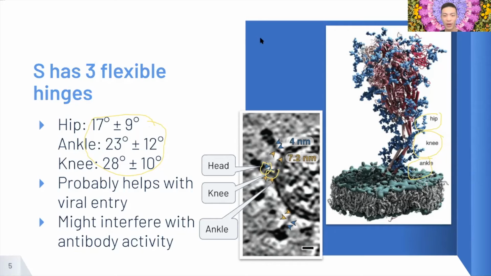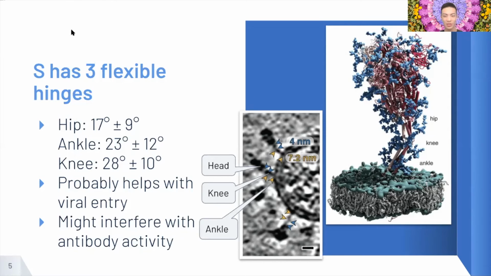And the really cool thing about these flexible hinges is that they're unprecedented. No other protein like S has these kinds of features. Other viruses do have what are known as viral fusion proteins, basically proteins that jut out on the surface of the virus and allow it to enter cells. But no other protein has these flexible hinges. Influenza has one, but that only goes to like 25 degrees or so. But this one has 3 hinges, and each of them is almost 20 degrees or more of freedom.